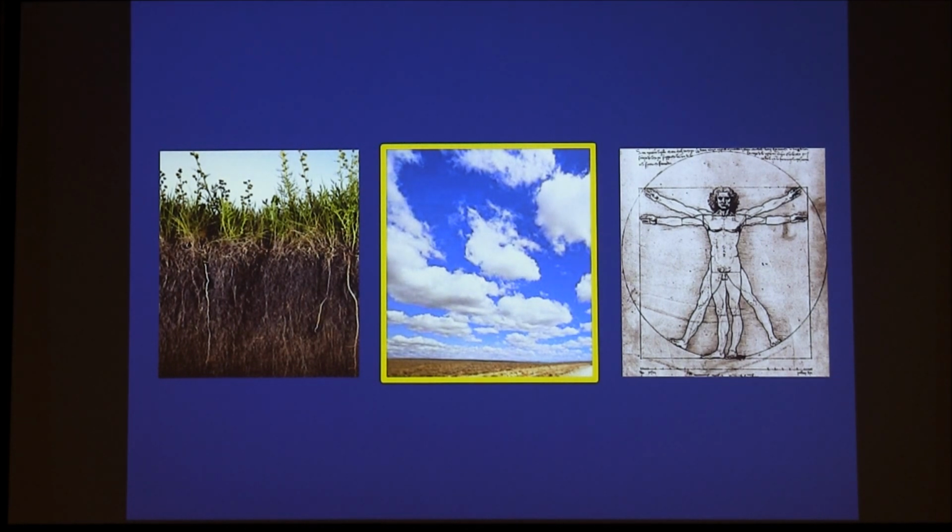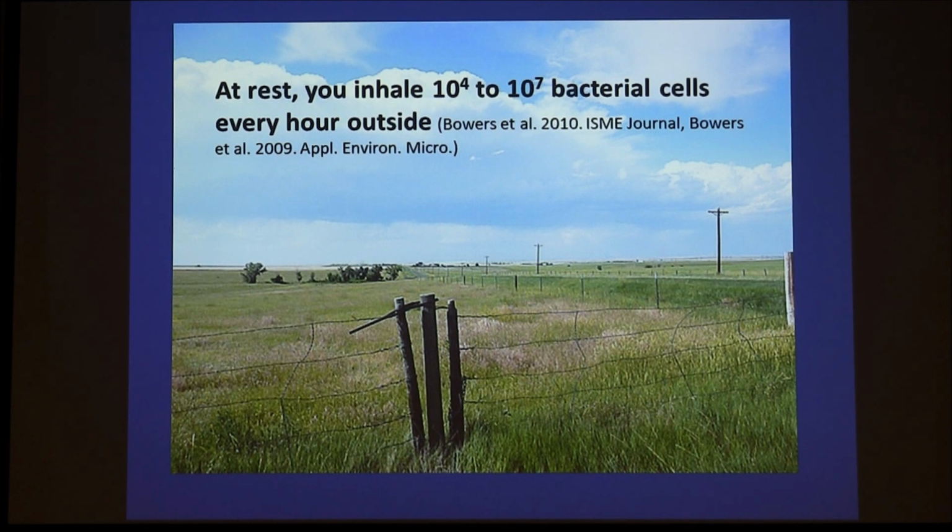Okay, so let's shift to another environment entirely. And again, we're asking the same sort of question, and this time looking at the atmosphere, of how does microbial diversity vary across space? And why do we care about the bugs in the atmosphere? Well, every time you're outside, like on a beautiful day like today, you're inhaling anywhere from 10,000 to 10 million bacterial cells per hour. And this is just bacterial cells, when we're not even counting the pollens and the fungi and all these other things that you're breathing in.